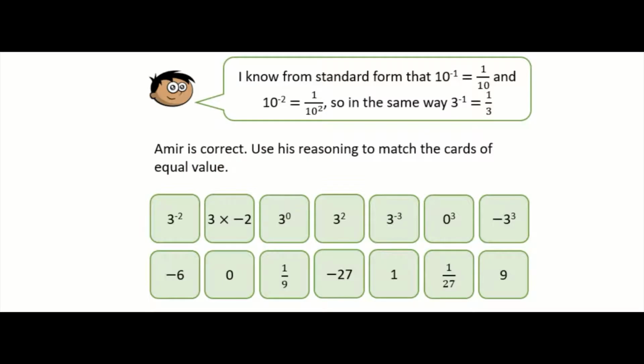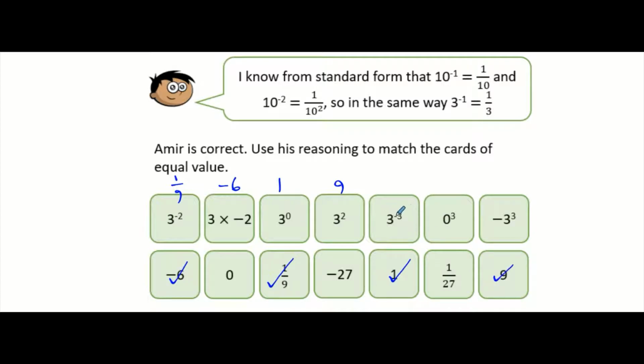Pause the video and have a go at these. So we've got this idea that a negative power makes a reciprocal, so 1 over. So 3 to the minus 2 means 1 over 3 squared, which is 1 over 9. 3 times minus 2, this is just an ordinary multiplication, we get minus 6. 3 to the power of 0, anything to the power of 0 is 1. 3 squared, just straightforward, 3 squared is 9.